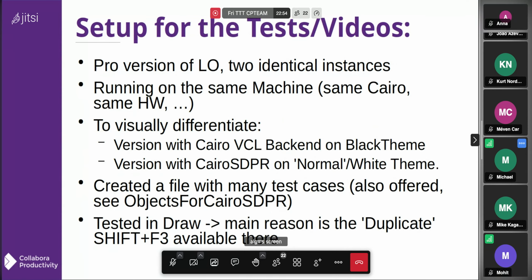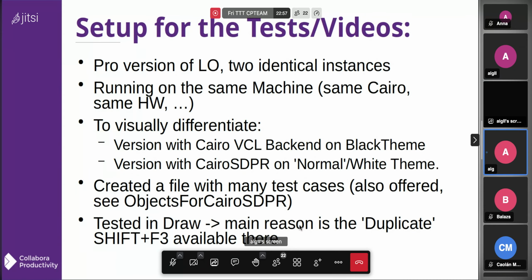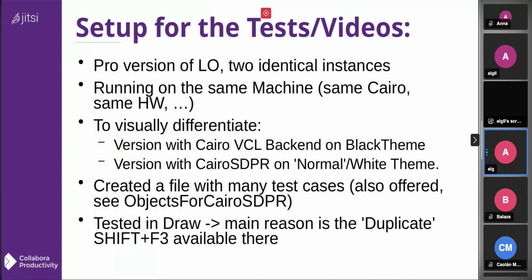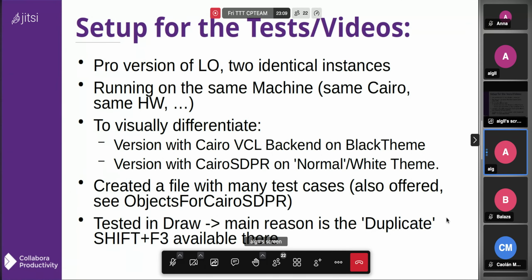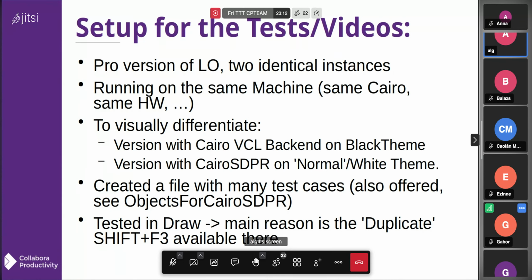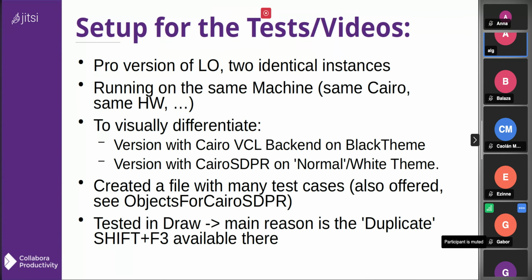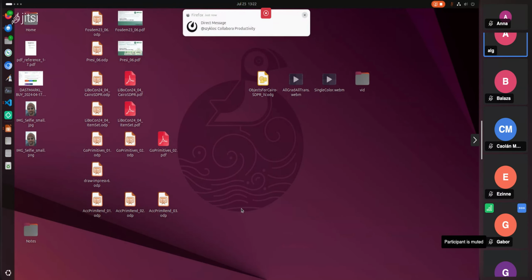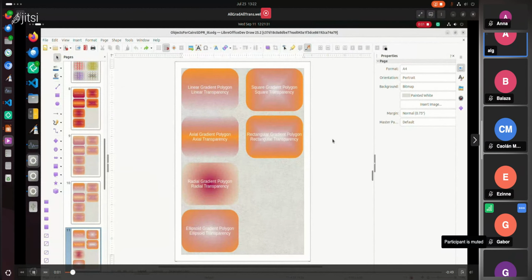So I did speed tests, and for them I use a pro version with 2 identical instances on the same machine, same Cairo, same hardware. And one is with the black theme and one is with the white theme. The Cairo backend, the old using VCL, is black, and the new one is with a normal white theme. So showing something says more than words. So let's look at an example.